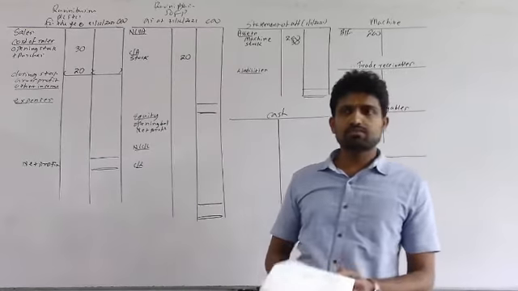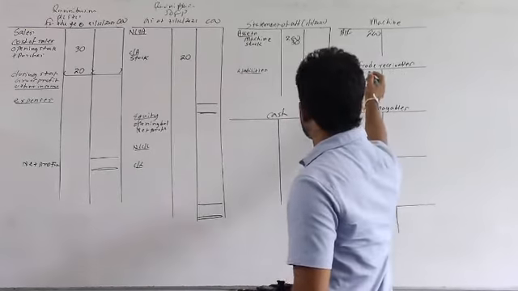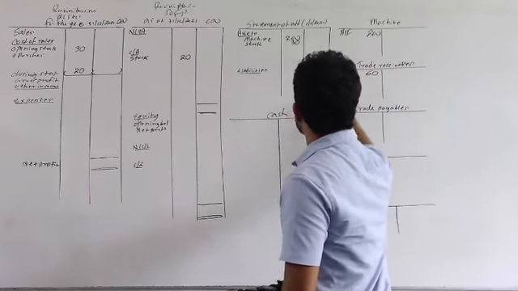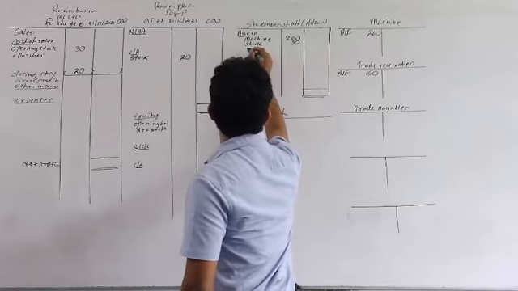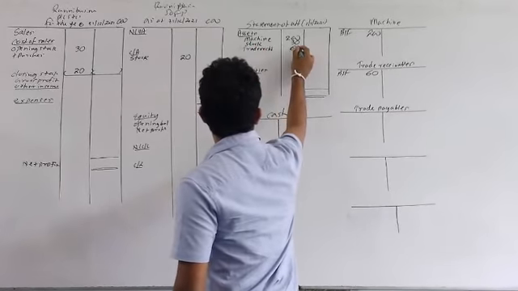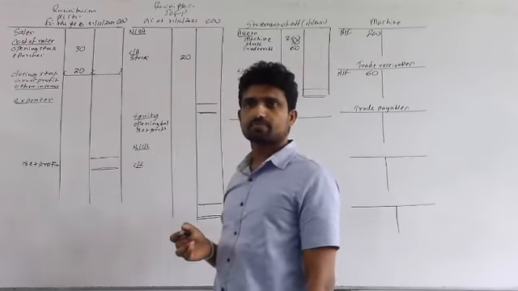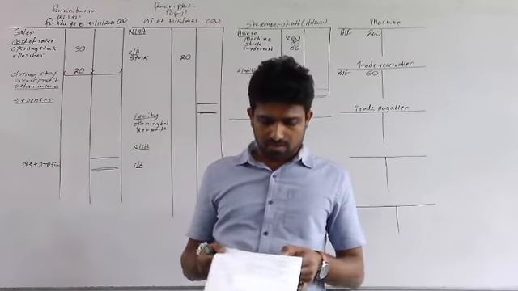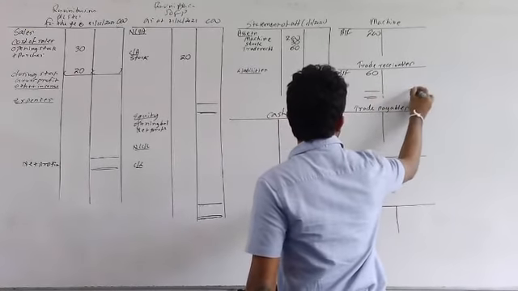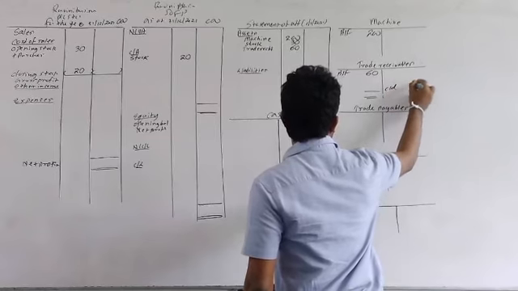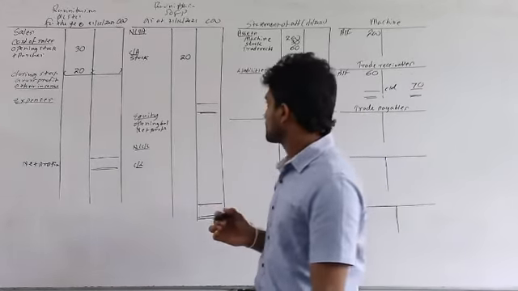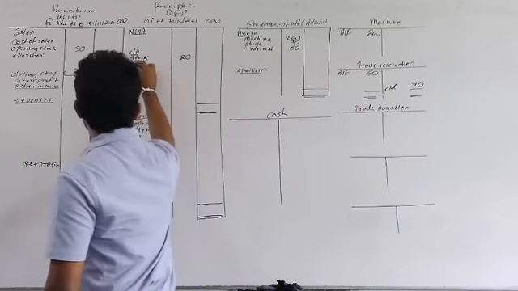Trade receivables. This is my trade receivables account. Opening balance brought forward 60. Take under assets, trade receivables. The closing balance 70. In this account, balance carried down 70. Take this to current assets, trade receivables.